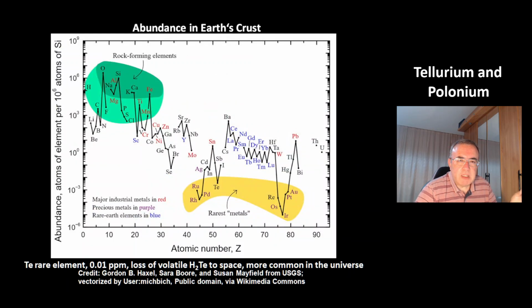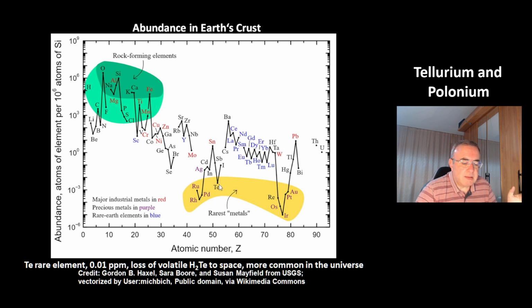This is a picture of the abundance of the chemical elements in Earth's crust. The y-axis is abundance in a logarithmic scale, and tellurium is here. A very rare element. Concentration is just 0.01 parts per million.